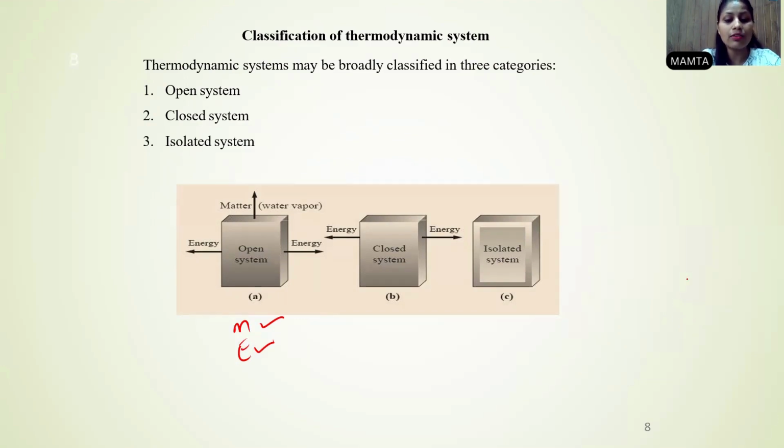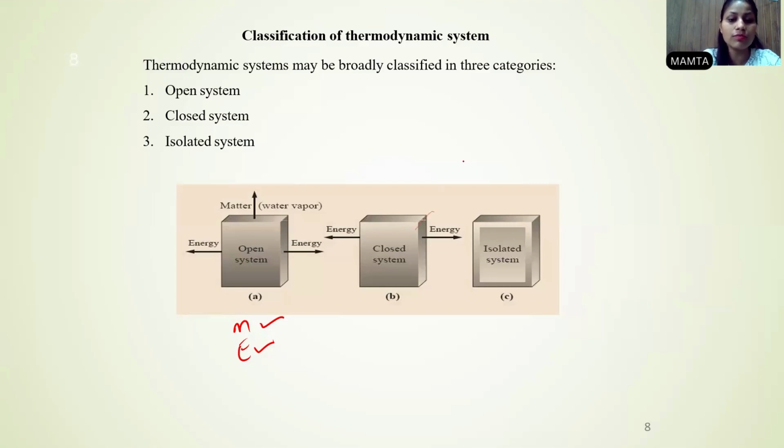Open systems are often found in nature and in many engineering applications. For example, a pot of boiling water on a stove: here heat is transferred to the water and water vapors are released into the surroundings. Another example is a living organism that takes in nutrients and expels waste products, right? So next we have the closed system.